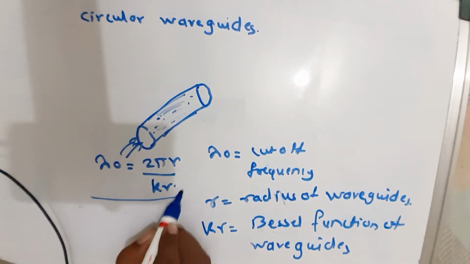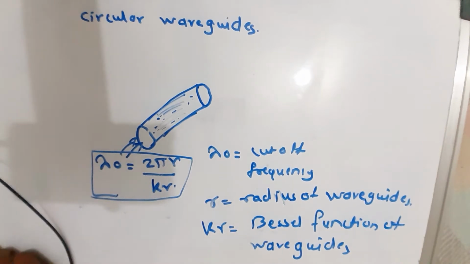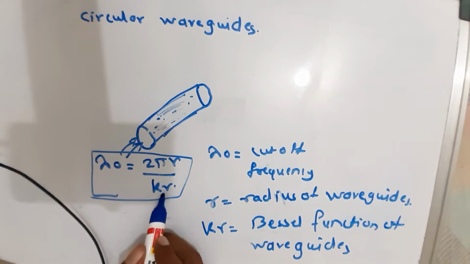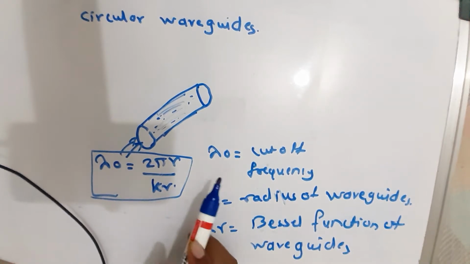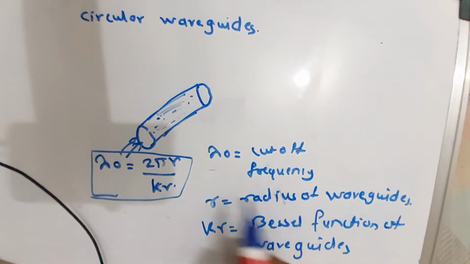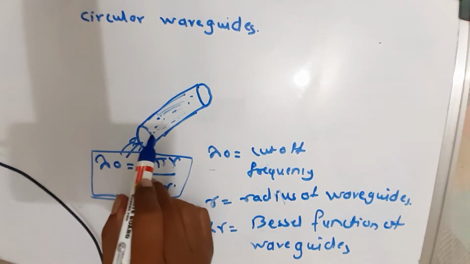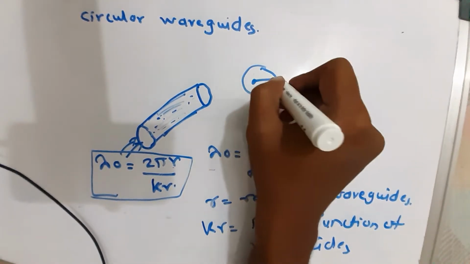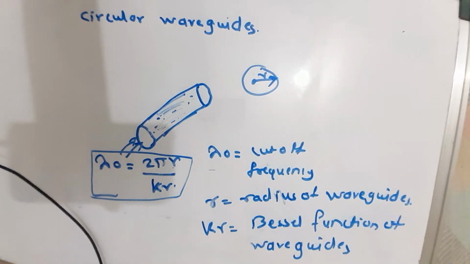Here we have lambda 0, the cutoff wavelength of a circular waveguide, which must be equal to 2 pi r divided by kr. Lambda 0 is the cutoff wavelength. R is basically the radius of the circular waveguide, and it also has a diameter. And kr is basically a function, called the Bessel function.